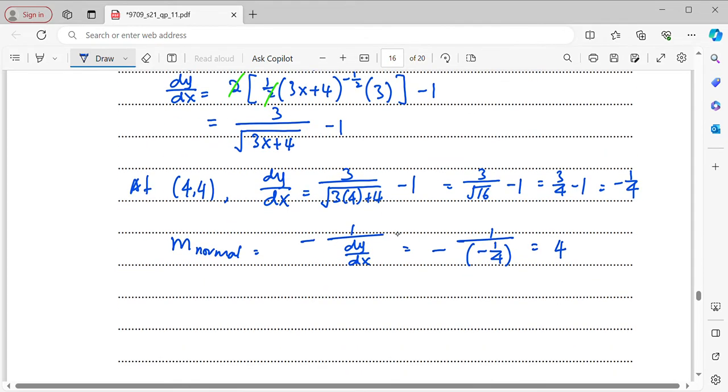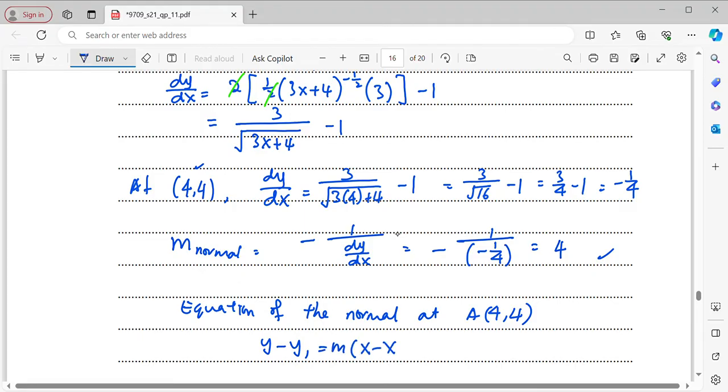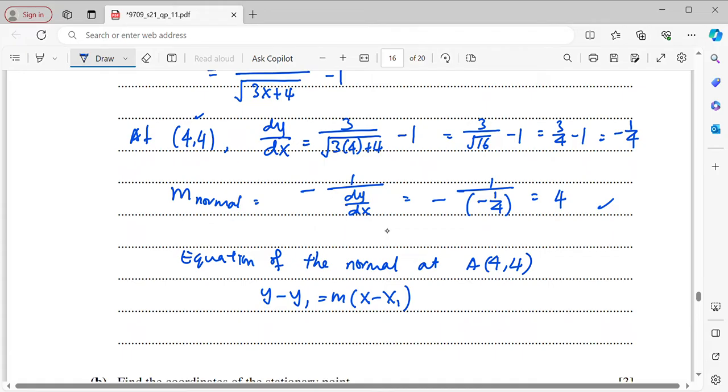Alright, so now with this gradient and also the point, I can form the equation of the normal. It will be y minus y1 equals m bracket x minus x1. So at last it will be y minus 4 equals, the m is 4, then x minus 4. So you will get y minus 4 equals 4x minus 16. Hence your y equals 4x minus 12. So that is your equation of the normal.